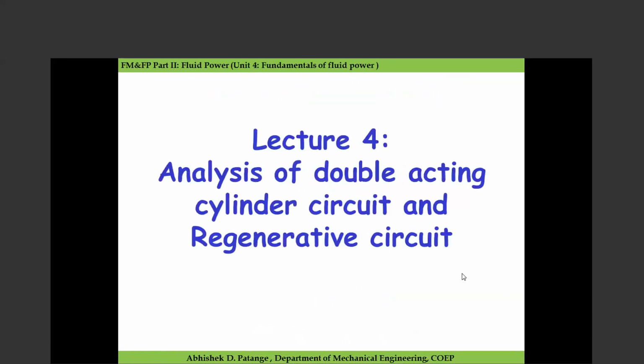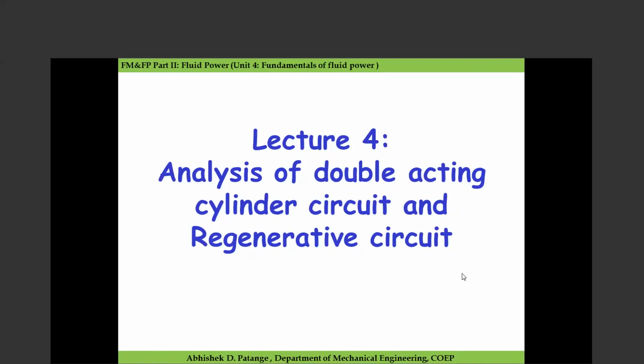Today's session is about analysis of double acting cylinder circuit and regenerative circuit. So basically we will study how to calculate pressure generated during extension stroke and retraction stroke for double acting cylinder circuit, then the velocity of extension and retraction, and lastly power required for extension stroke and retraction stroke.